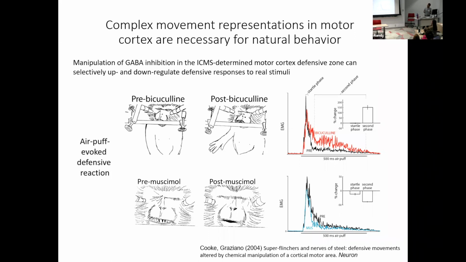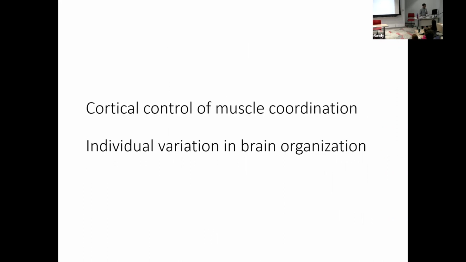But the nice thing about it being in motor cortex is that it's relatively accessible to study at a very granular level. And so that's one of the things that we want to do, at an elemental level. So the questions that we're wanting to ask are about the cortical control of muscle coordination, and then using that as a model for individual variation in brain organization.